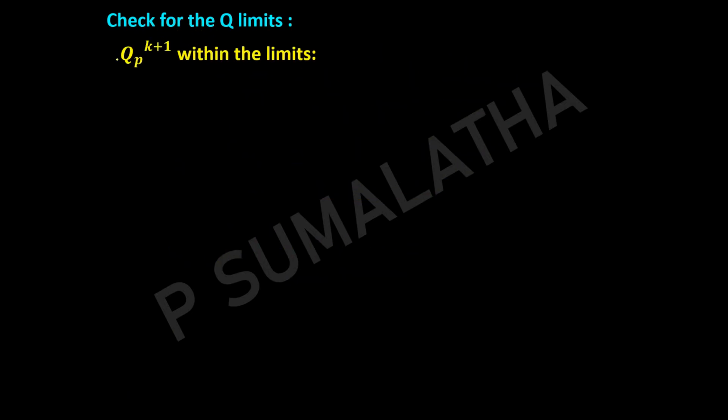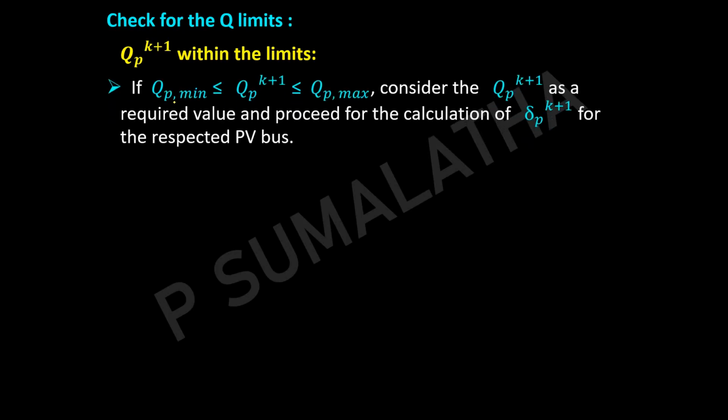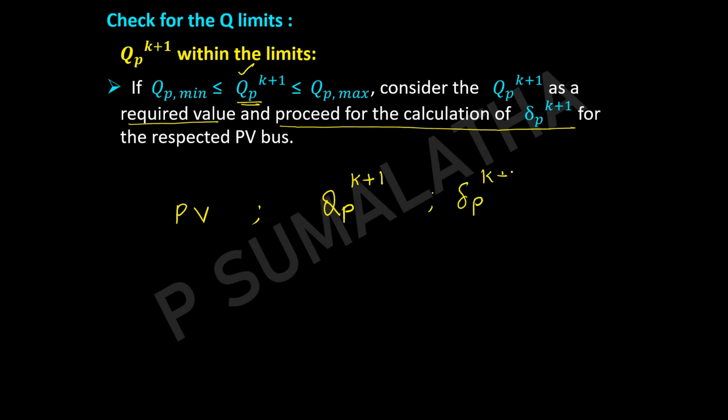First point is Q_p^(k+1) within the limits. If Q_p min is less than or equal to Q_p^(k+1) less than or equal to Q_p max, this is the condition I have given. If it is coming within this range, then consider this Q_p^(k+1) as a required value and proceed for the calculation of δ_p^(k+1). For a PV bus, we need to find out the Q_p value at the (k+1)th iteration and the δ_p value at the (k+1)th iteration.